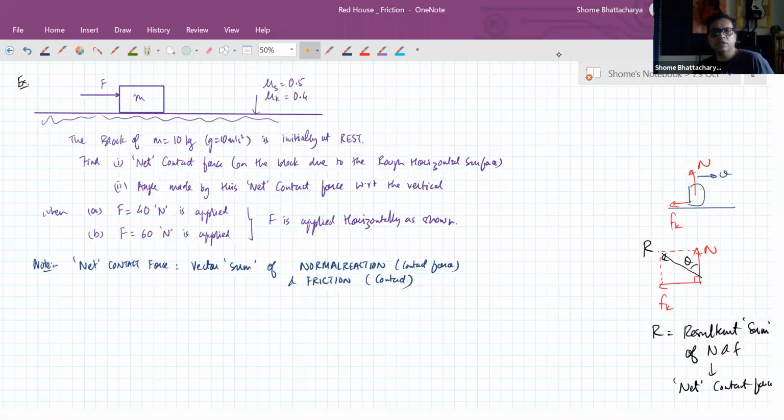Yes, that's correct, Aman. You can give the answer in square root form also. You don't have to calculate the exact value. You can give the answer in square root form. That's fine.